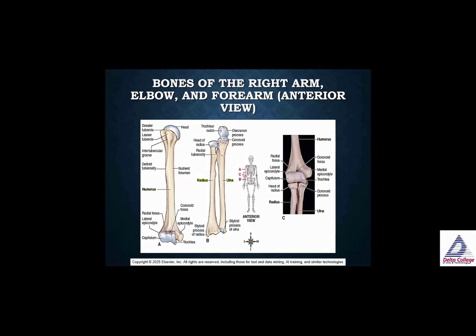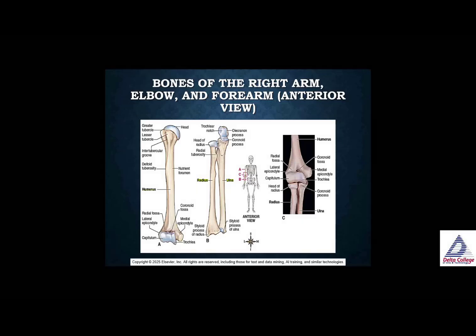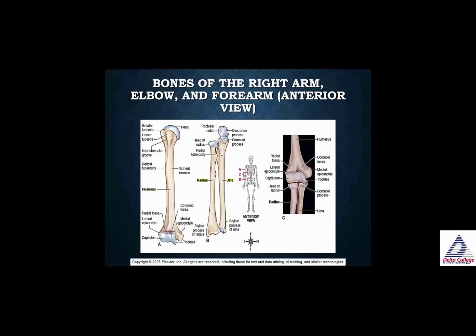Now, I want to point out, I have 3 things highlighted on here. Let's look at, on the left side, the humerus. This is your upper arm bone. And then you'll notice on our lower arm, we have the radius, which is on the thumb side, and the ulna, which is on the pinky side.